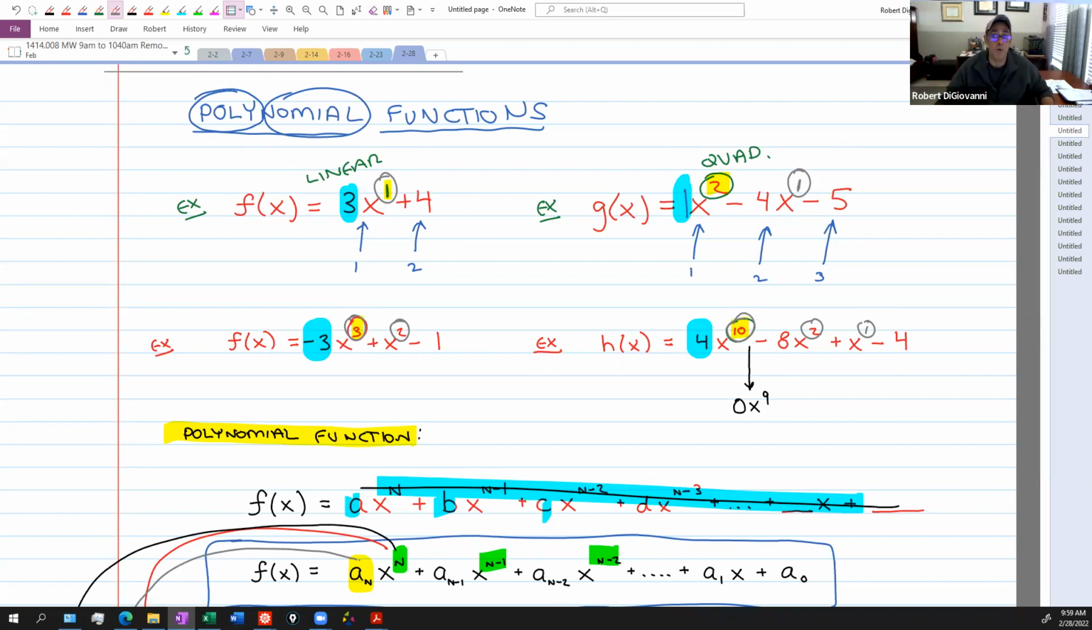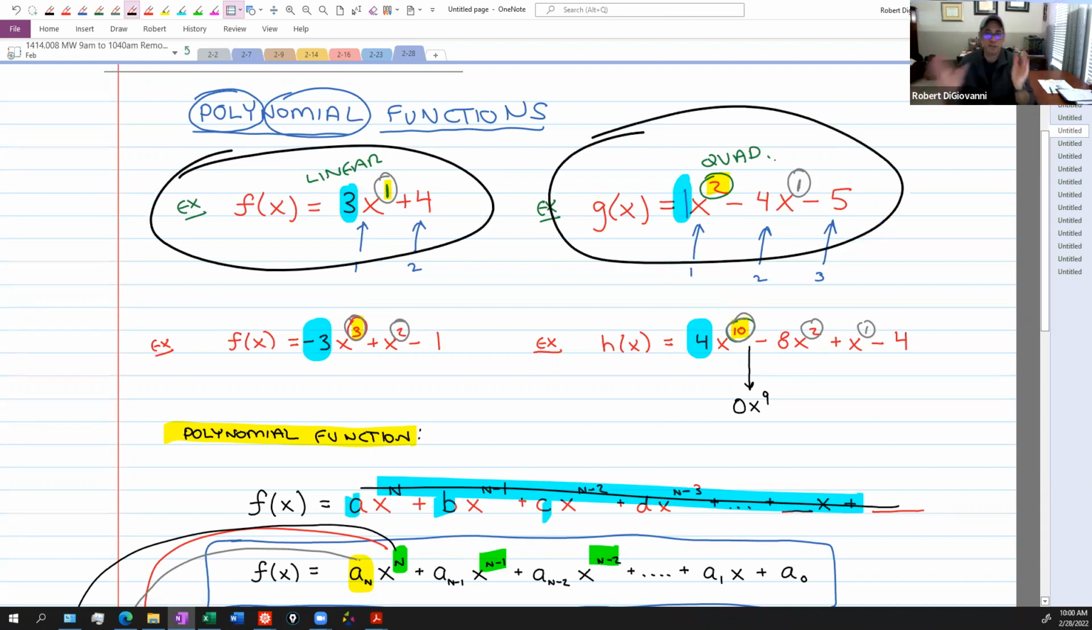Now, the question is, what do they look like when you graph them? And the answer is, well, it depends on the polynomial. They can look very different from one another. We already know what a line looks like, right? I mean, that's a straight line. We know what a quadratic looks like. It's a parabola up or down. So what about these higher degree polynomials? What do they look like?